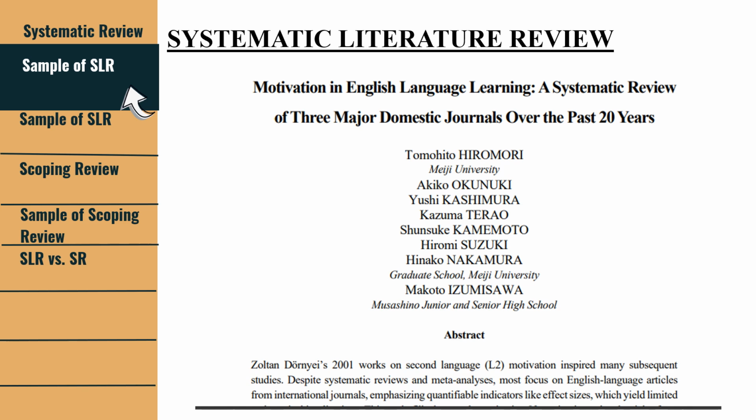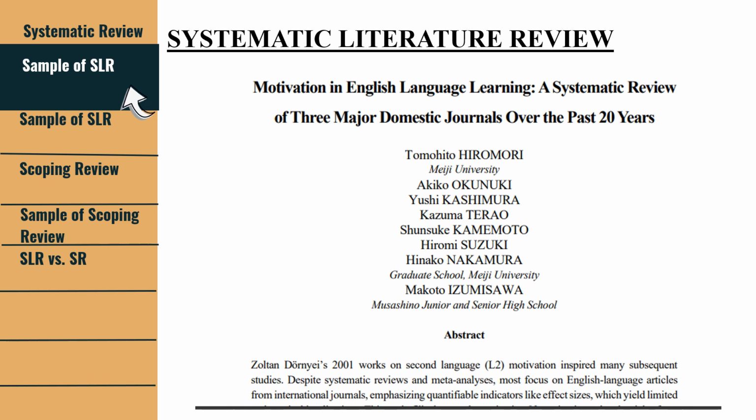Now, for the methods, it actually sets three eligibility criteria. First, they only included studies published from 2002 to 2021 in three domestic journals: Arele, Jacet Journal, and Jalt Journal. So they chose these journals for their extensive history, significant circulation, and broad scope of their aim and objectives.